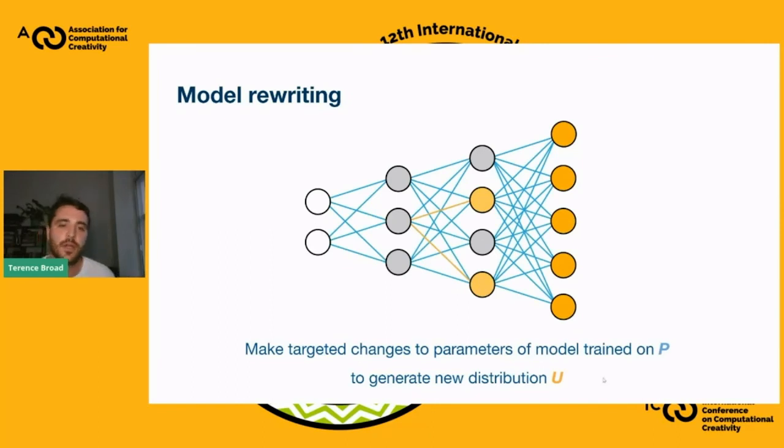The final category in our taxonomy is model rewriting. Here we're making targeted changes to some of the weight parameters of the network, but not all of them. You may only make very, very small changes, but that's enough to completely change the output distribution of the model.